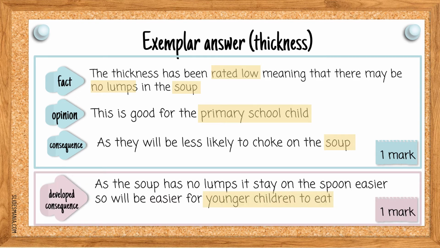We could go on and develop this answer further by giving a developed consequence such as, the soup has no lumps in it, it will stay on the spoon easier, so it will be easier for younger children to eat. So again, we've developed this answer further. We've given an additional consequence about there being no lumps in the soup. And we've gone on to be specific to the person in the question by saying it's going to be easier for the younger primary school children to eat. Once we've done that, we will have gained our second mark for thickness.